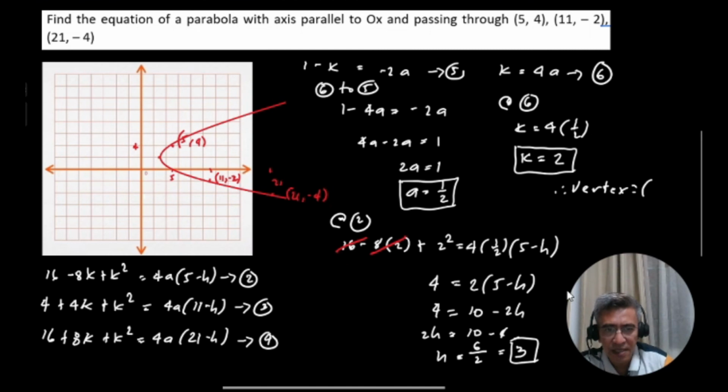So the vertex is at (h, k), that's 3 and positive 2. So (3, 2), and this is the point.